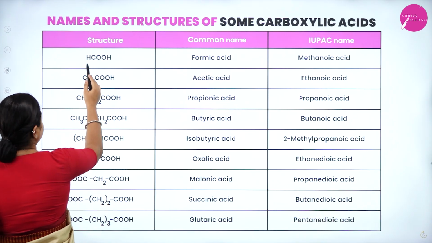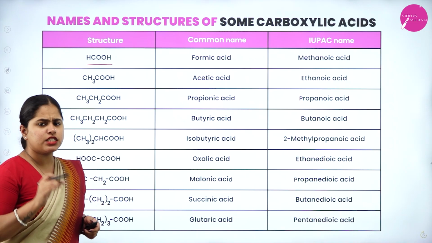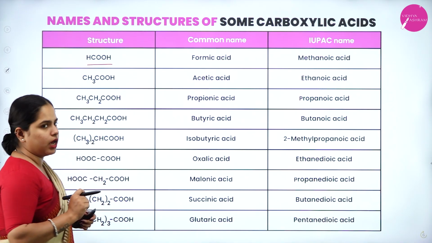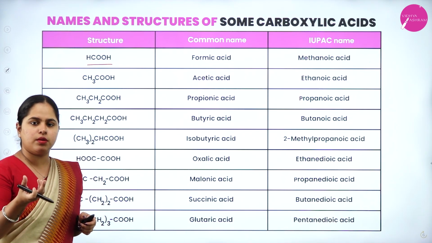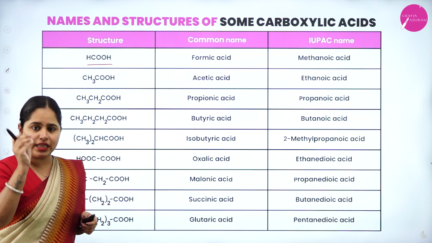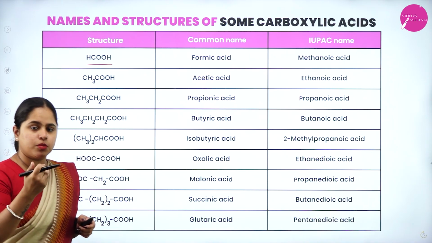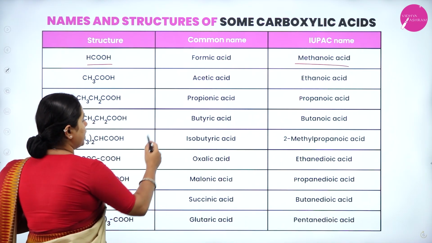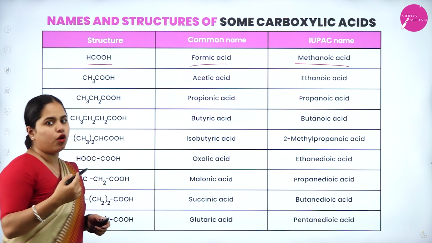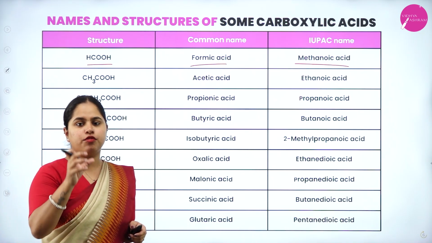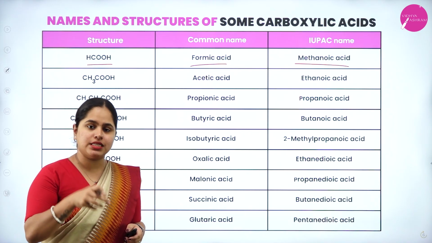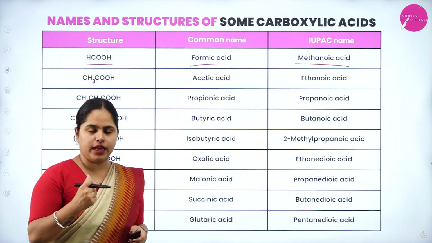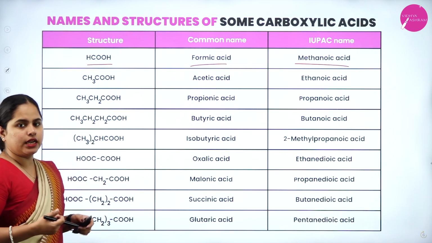The first one is HCOOH. That's the first carboxylic acid and the simplest one, which has only one carbon atom. One carbon atom means which alkane? It will be methane. So that E in methane has to be replaced by oic acid, and the IUPAC name will be methanoic acid. The common name is formic acid, which comes from the name formica, the Latin name for ant, since this acid is present in the red ant. From that you get the name formic acid.